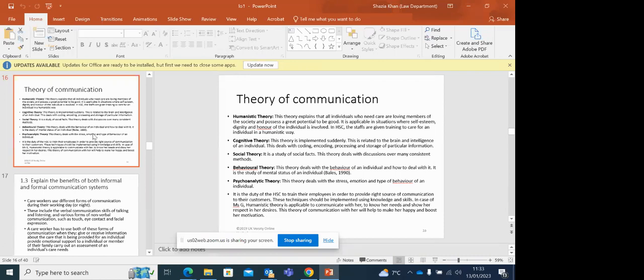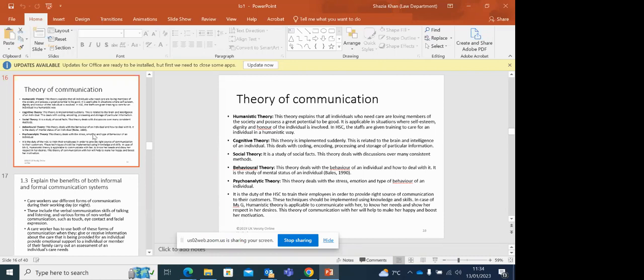Then you've got cognitive theory. This theory is related to the brain and intelligence of an individual. This deals with coding, encoding, processing, and storage of particular information. Social theory is a study of social facts. This theory deals with discussions over many consistent methods.